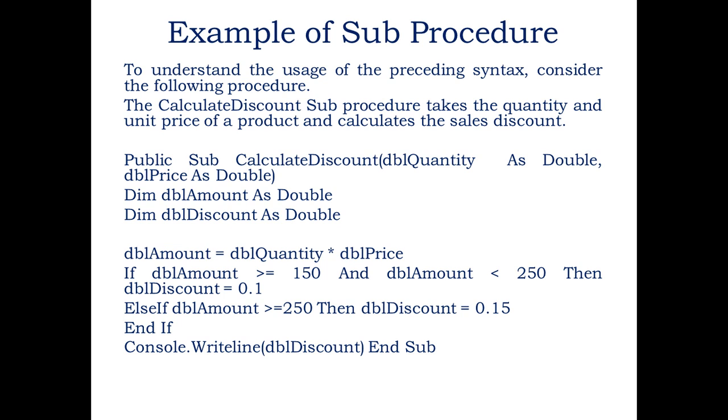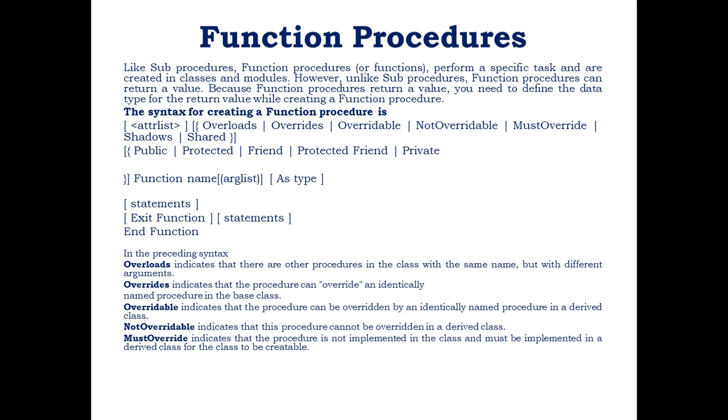Examples of the first type of procedure is the sub procedure. The second type of procedure is the function procedure. Like sub procedures, function procedures or functions perform a specific task and are created in classes and modules. However, unlike sub procedures, function procedures can return a value.